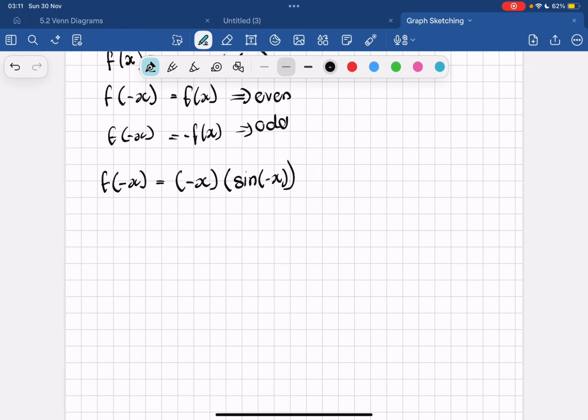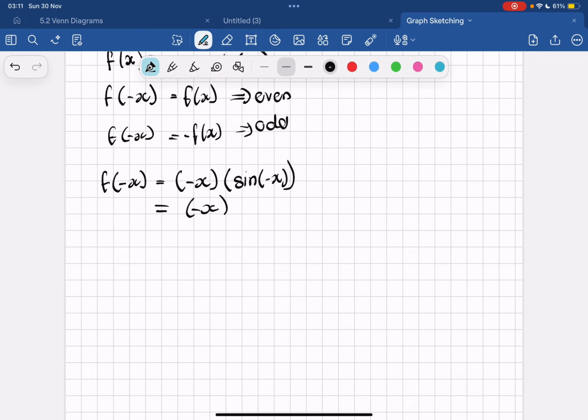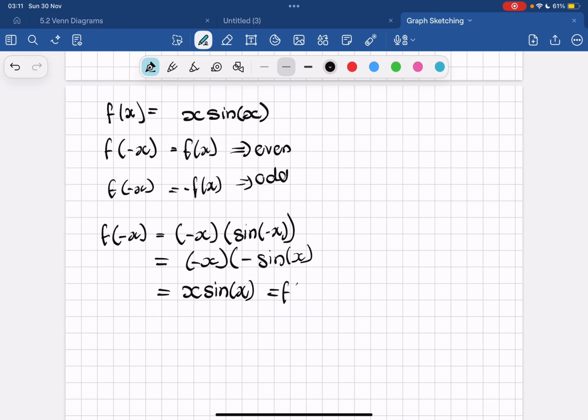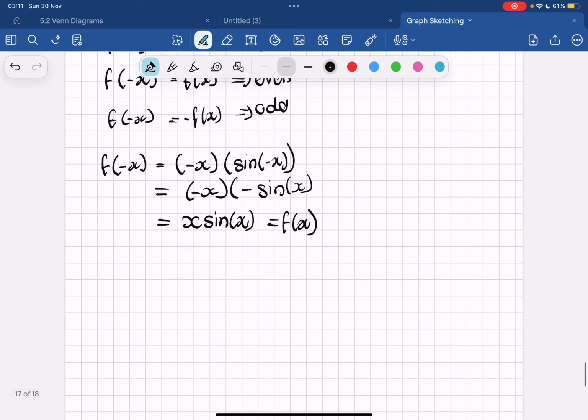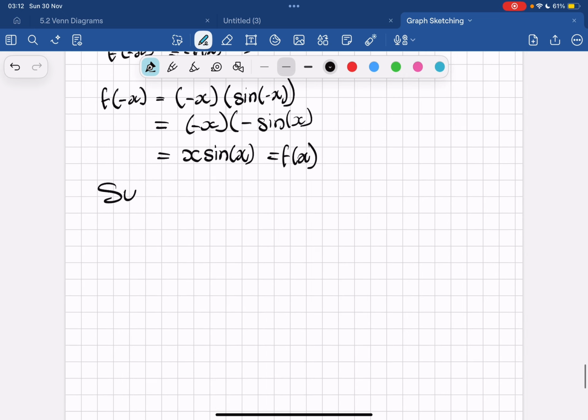is an odd function as it rotates 180 degrees about the origin, and we know that for an odd function, f of minus x equals minus f of x. We can rewrite this as minus x times minus sine x. So f of minus x equals x sine x, which is just our original function. Right. This means that our sketch is symmetrical about the y-axis.